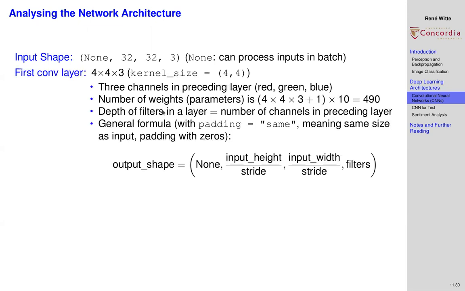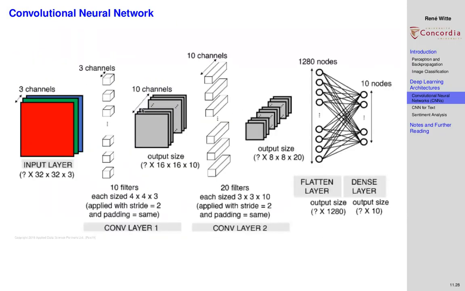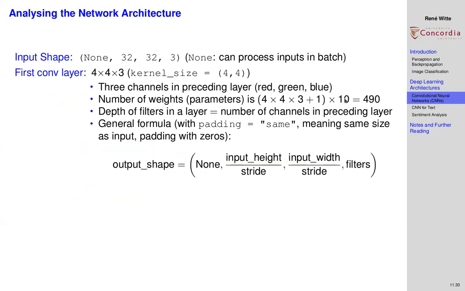Now we go through the first convolution layer. Remember, we have filters of size 4 by 4 times the 3 color channels. So the kernel size is 4 by 4. So how many weights do we have here? I have to connect this for each filter. So 10 filters times 4 times 4 times 3 plus 1. Where's the plus 1 coming from? I hope you remember. So if you calculate this, we have 490 weights to calculate here.